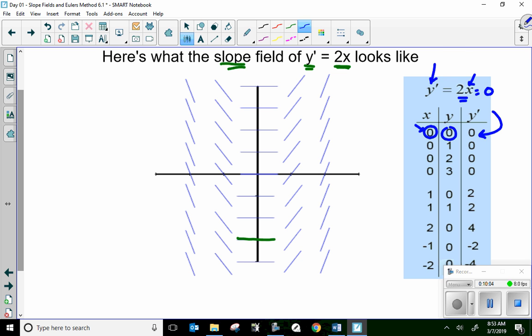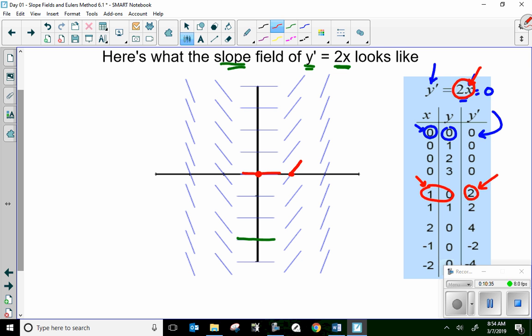That's a horizontal line. So at the origin, I'll do this in red. At the origin, which is right here, I have a slope of 0. Okay. Let's look at this point right here, which is (1, 0). My slope is still 2x. What's my x value in this coordinate? It's 1. So I plug that in for my x. 2 times 1 is 2. So at my coordinate (1, 0), my slope is 2.